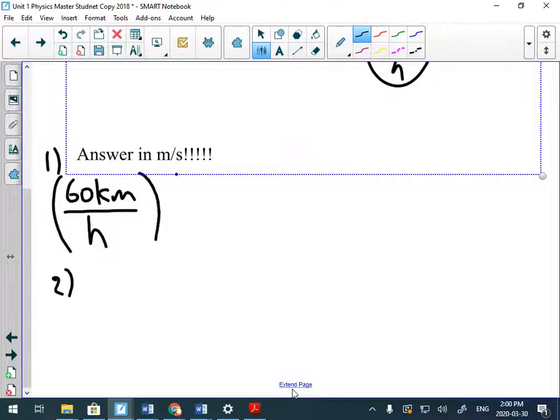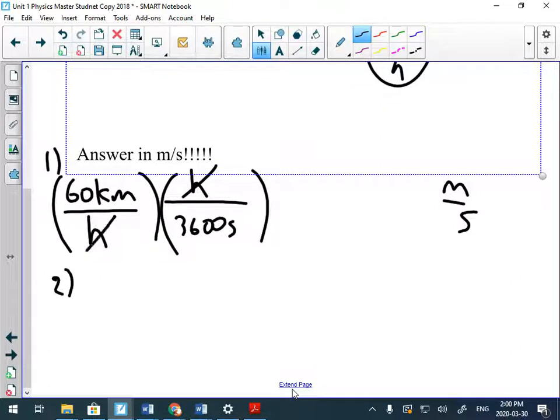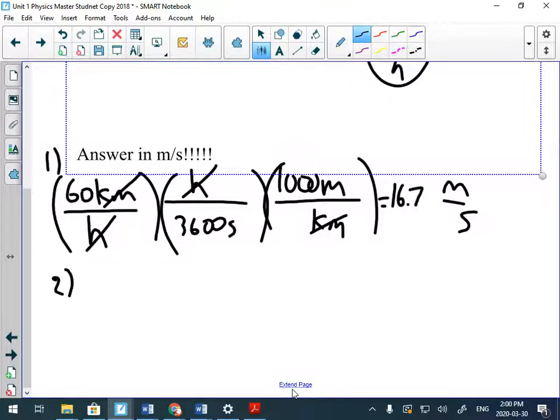So this builds on the lesson from yesterday. We have to eventually turn this into meters per second. So to get rid of hours, we put hours on top. How many seconds are there in an hour? 3,600. Thank you. 3,600 seconds. Okay, so the hours cancel. We got to put kilometers on the bottom. How many meters are there in a kilometer? 1,000 meters. So the kilometers cancel. So we're going 60 times 1,000 divided by 3,600. Okay, and that gives us kind of a weird number, but I'm going to round it to 16.7 meters per second.